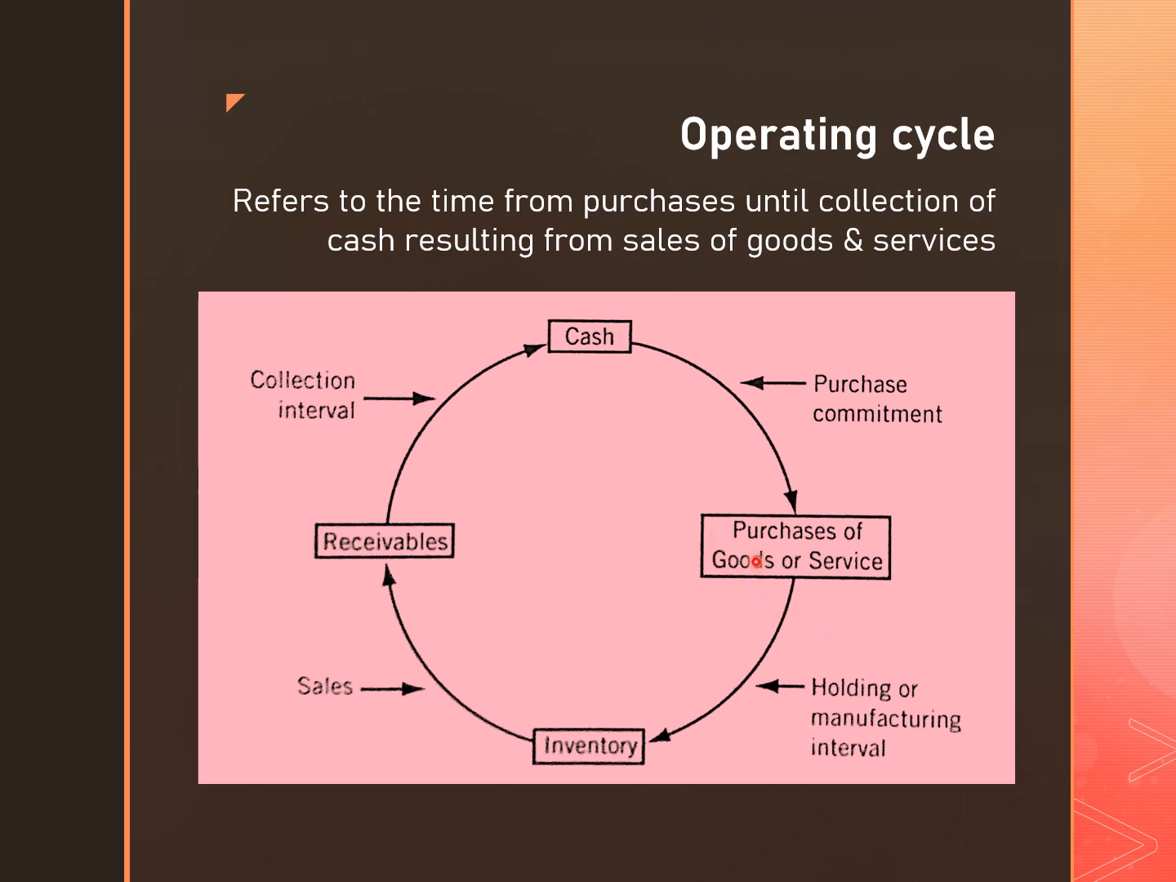Okay, so first one dekat sini, you beli you punya goods or service. Okay, you simpan dalam you punya inventory. Lepas tu you jual. If you jual secara kredit, you akan ada receivable. So, bila you ada receivable, yang ini adalah tempoh untuk you collect back you punya debt. So, bila you dah collect, dia akan turn up to the cash. Dan bila you ada cash, you akan beli the goods or service again and the cycle starts again.